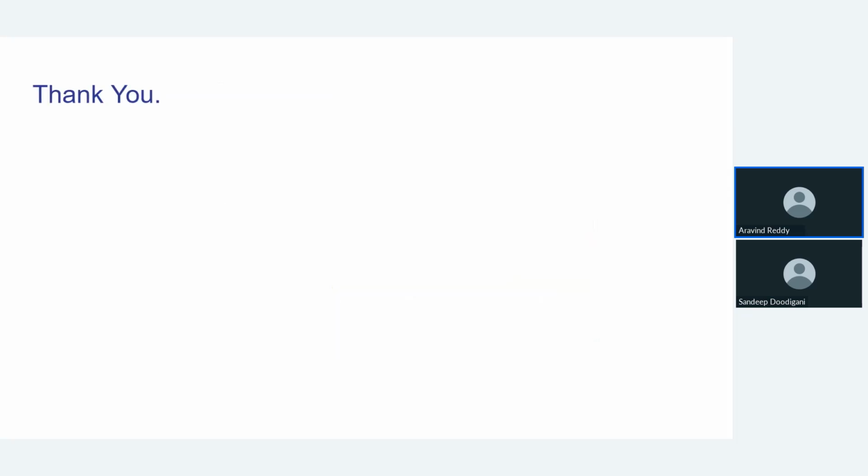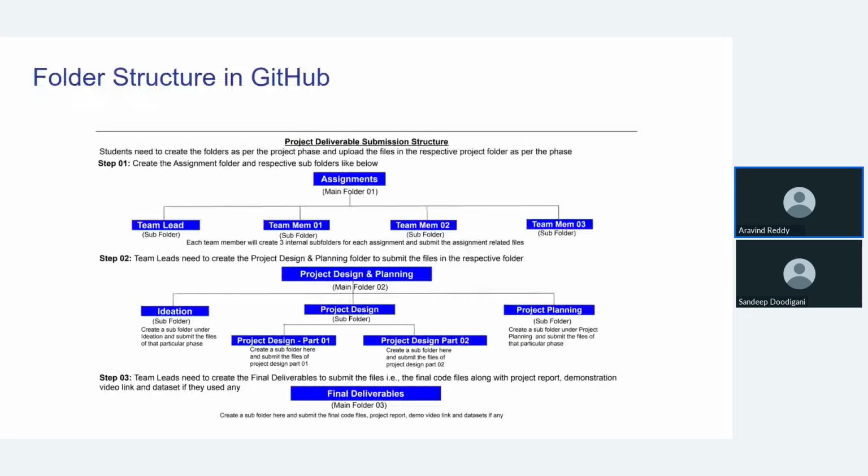So this is a complete folder architecture of Git, guys. First, the student needs to create the folder as per the project phase and upload the files in the respective project folders as per phase one, and create the assignment folders and respective subfolders like below. Assignment is the main folder you are working on, and you are going to have team one, team two, team three, team four, different teams. In that, you are going to have the project designing phase.